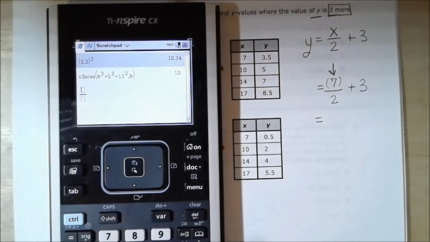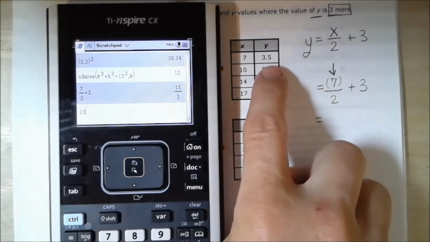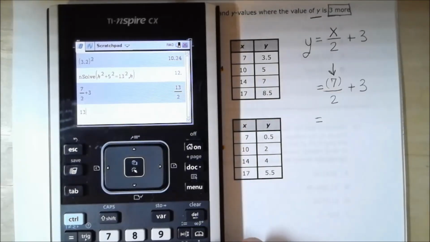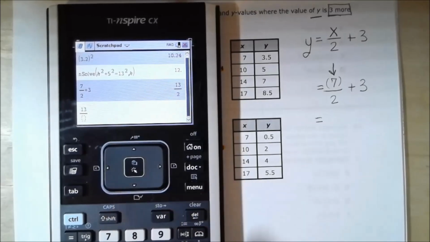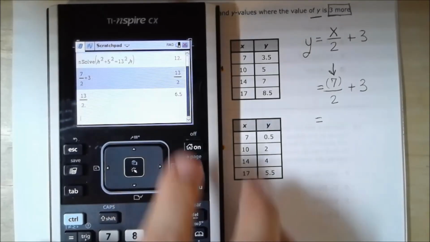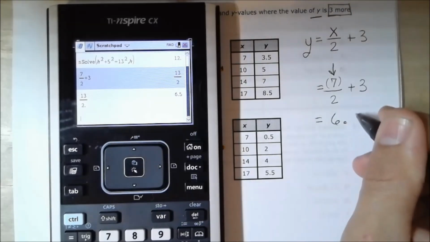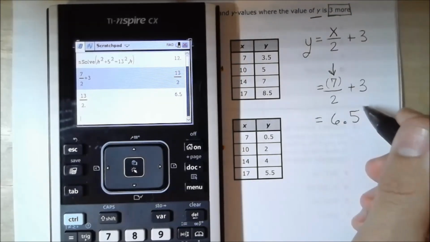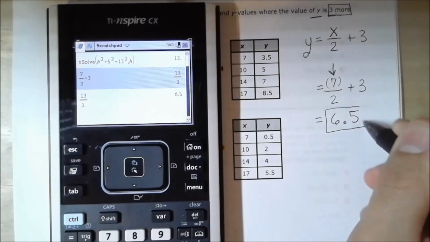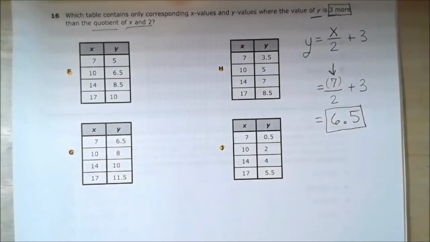So let's do the quotient of 7 over 2 plus 3 equals 13 over 2. And of course, notice these are all in decimal form, so I'm not sure what 13 over 2 is. So what we could do is go back to it and put a decimal after that 2, hit enter, and it gives me 6.5. So what I'm looking for is that when x is 7, y is equal to 6.5. So let's take a look at them.